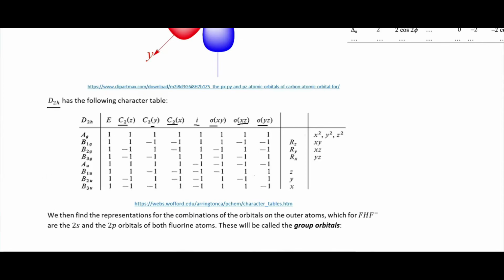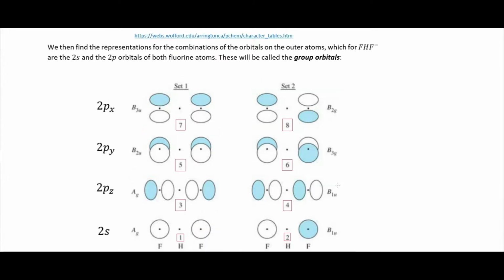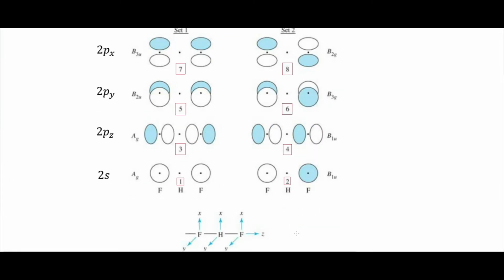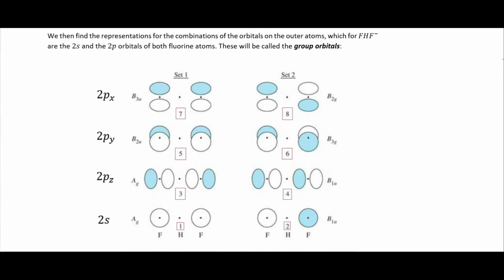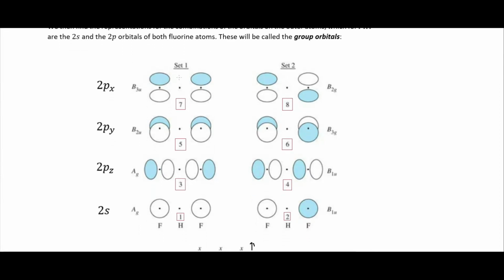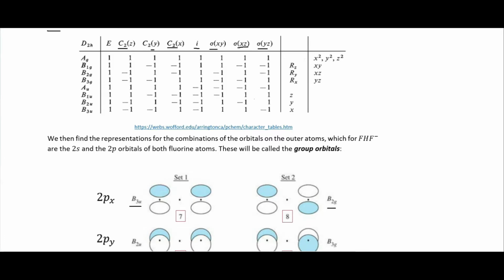We then find the representations for the combinations of the orbitals on the outer atoms, which are the 2s and 2p orbitals for the fluorine atoms, and that will give us these group orbitals. We have the z pointing to the right, X pointing upward here, and Y pointing out of the screen. We look at these and think about what the symmetry operations do to them. These two px orbitals are B3u, or if we have them alternating in sign, B2g. So that's the B3u up here and the B2g.